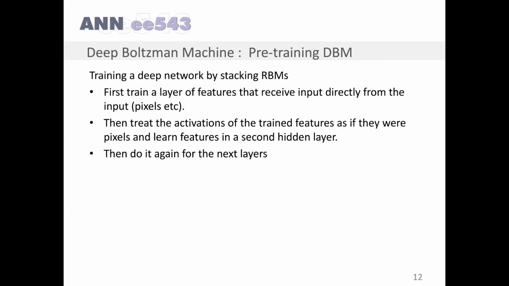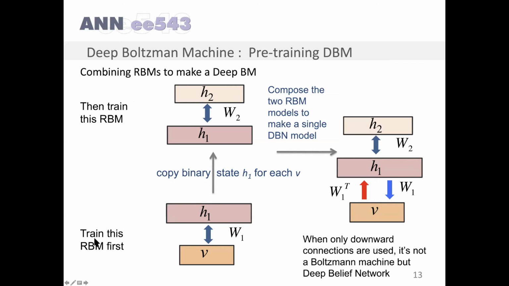However, if we are going to use a deep Boltzmann machine, then we have a pre-training step, training a deep network by stacking restricted Boltzmann machines. First, train a layer of features that receive input directly from the input, pixels, etc. Then treat the activations of the trained features as if they were pixels and learn features in the second hidden layer. Then do it again for the next layers. So it is trained layer by layer.